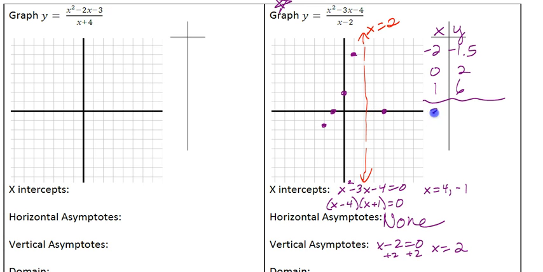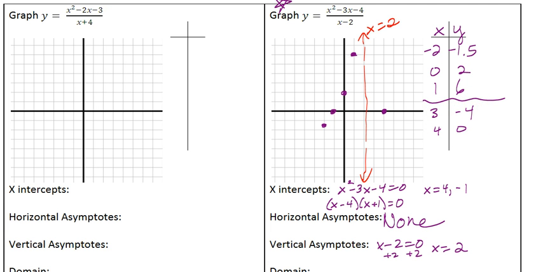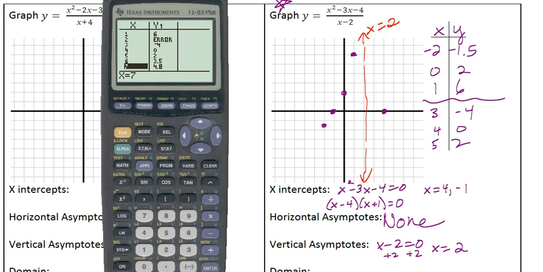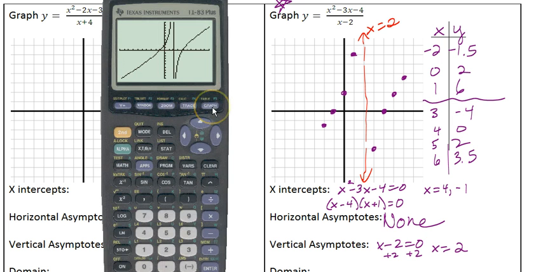we can do 3, -4. We can do 4, 0. That one's already plotted, right? 5, 2, and 6, 3.5. All right. So again, I'm just going to graph those, 6, 3.5, all right. And I kind of already cheated and looked at the picture early, but it's going to look something like this.